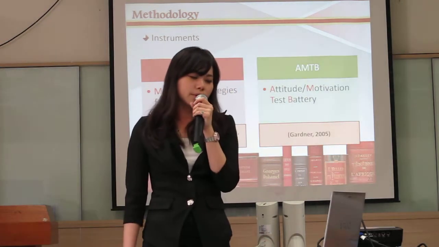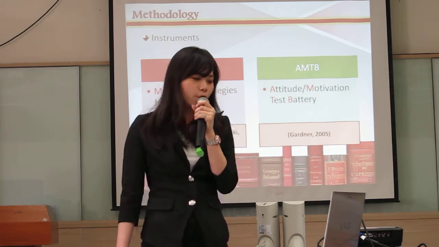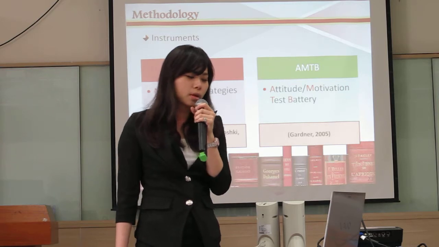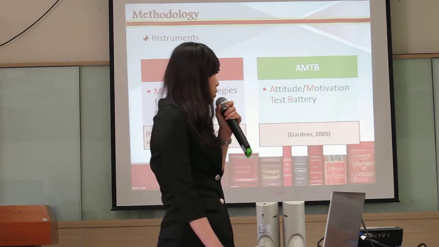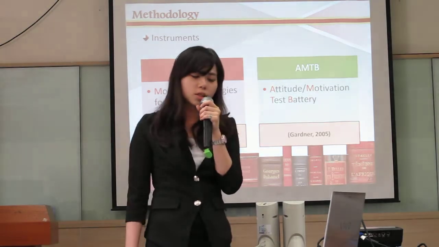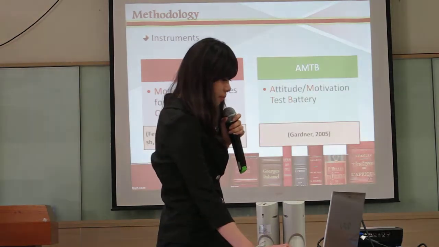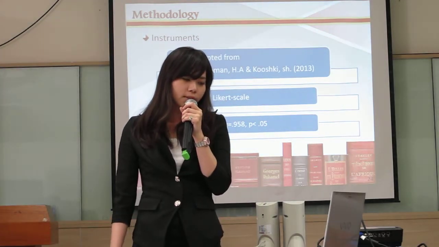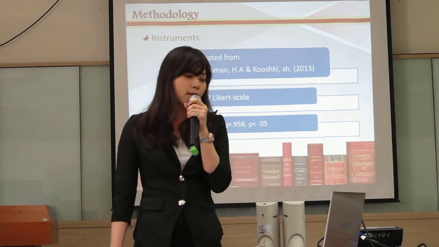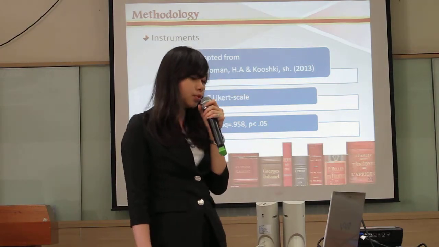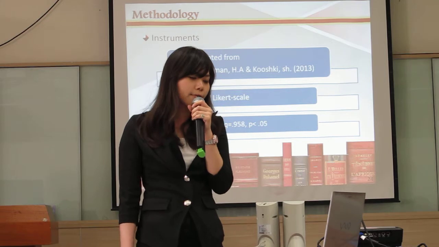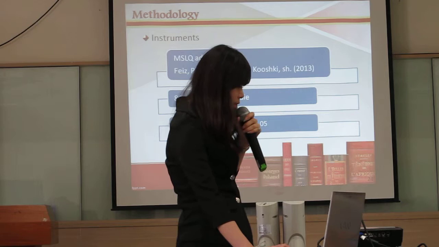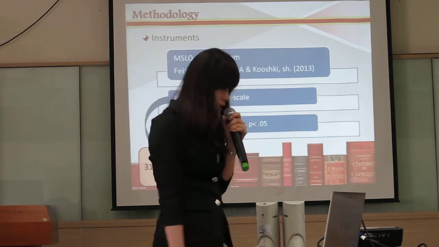And there are two instruments. First is MSLQ. MSLQ means Motivated Strategies for Learning Questionnaire. And the other instrument is AMTB. AMTB means Attitude Motivation Test Battery. MSLQ is adapted from three researchers, and this instrument has 81 items, a 7-point Likert scale, and a Cronbach's alpha of 0.958. And in this MSLQ, I just used 31 questions.